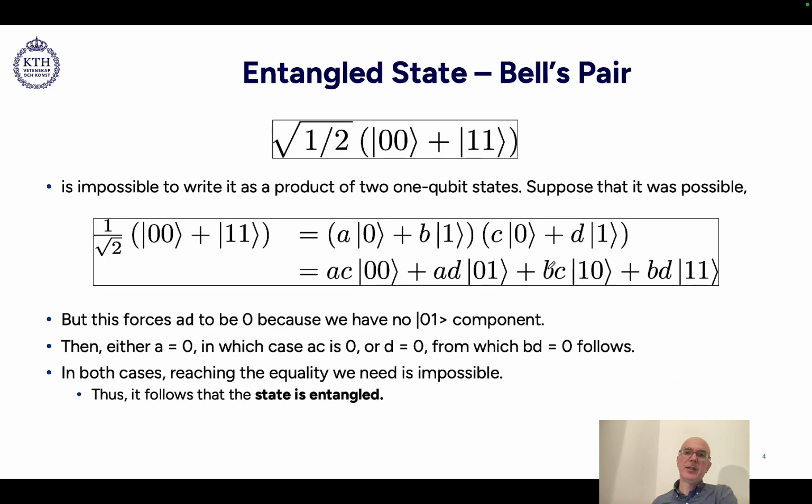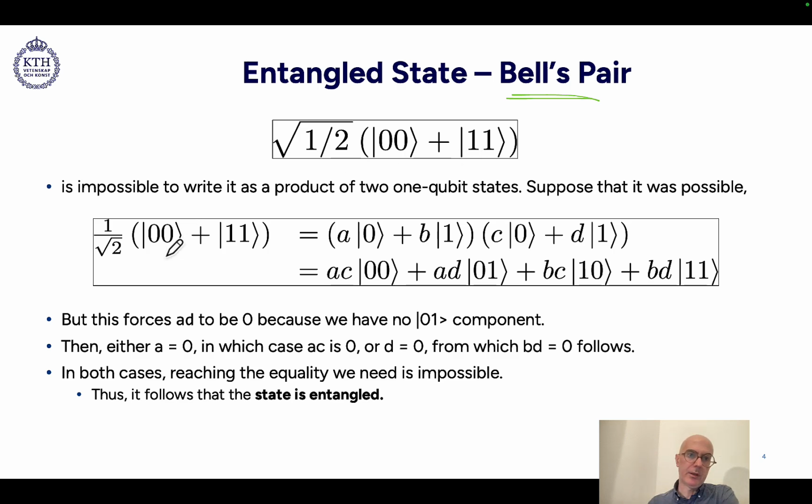The most important entangled state is the so-called Bell pair, which can be found using the Bell pair quantum circuit that is as follows. It is defined as 1 over square root of 2 of the state 00 plus the state 11. It turns out that it is impossible to write it as a product of two single-qubit states. Let's look at a very simple proof.